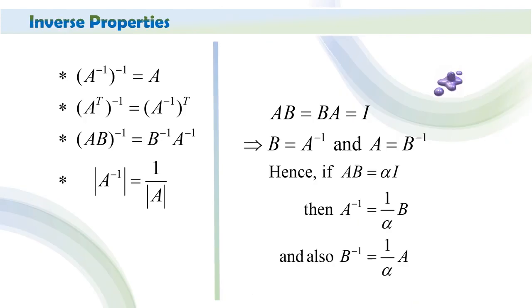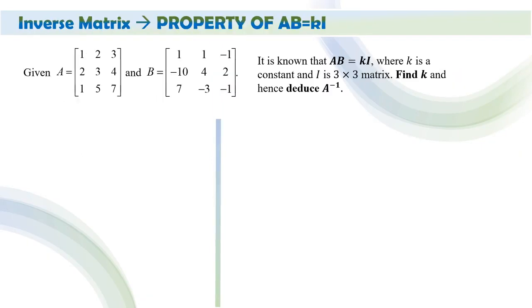Inverse properties. Property of AB equals to KI. Given matrix A and matrix B, it is known that AB equals to KI, where K is a constant and I is 3 by 3 identity matrix. First, we need to find the value of K, and hence we need to deduce A inverse.